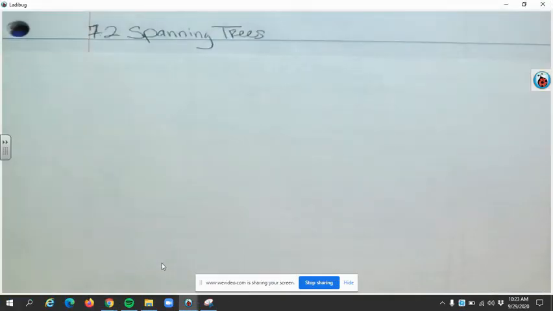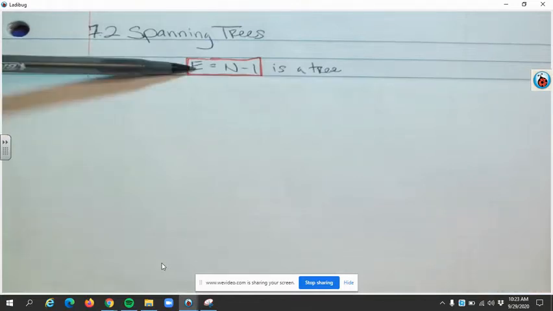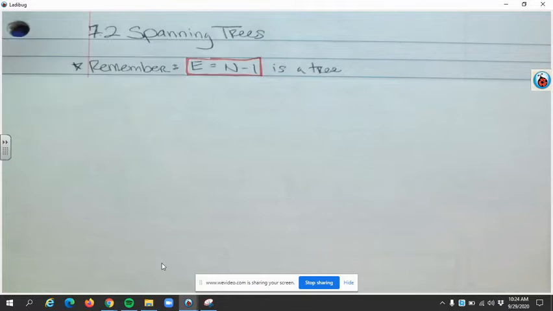Okay, today we're going to look at Chapter 7, Section 2, Spanning Trees. Remember from yesterday, we talked about what makes a tree, and we learned yesterday that your edges equals your vertices, your n minus 1. So that makes it a tree. So today we're going to look at when is a graph not a tree.